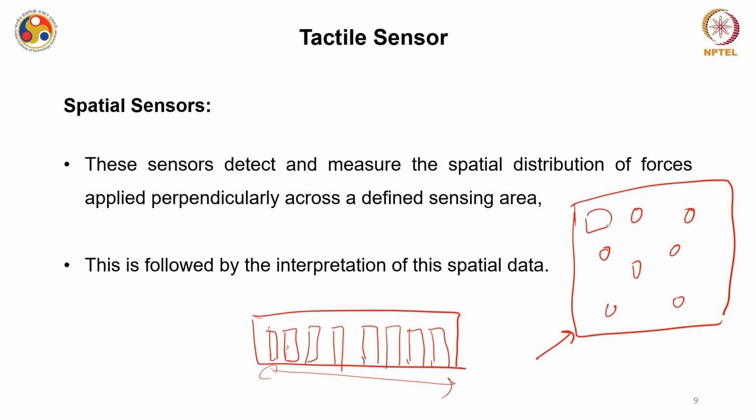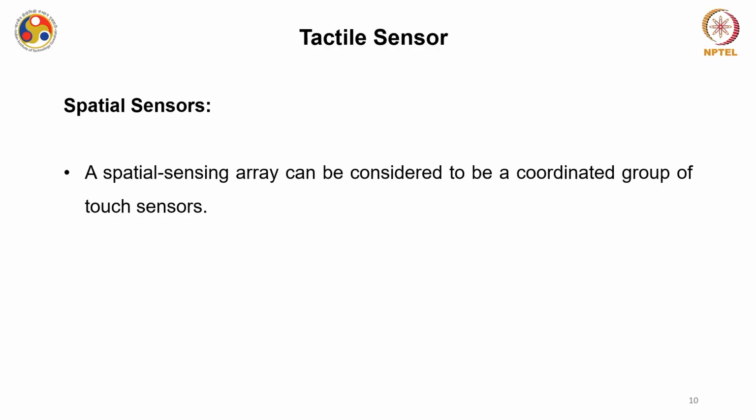So these sensors detect and measure the spatial distribution of forces applied perpendicularly across a defined sensing area. These are the defined sensing areas. This is followed by the interpretation of this spatial data, which can be interpreted in various ways. It can be used for creating certain amount of sound, or it can be interpreted to create a certain kind of pattern.